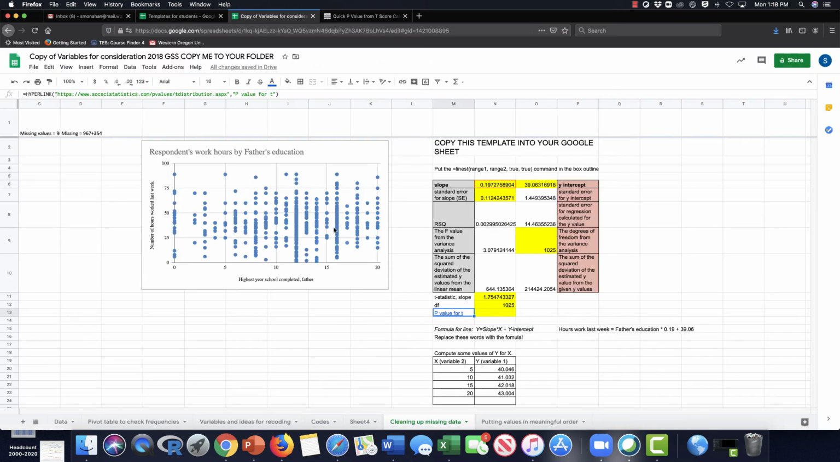But what we have done here is we have shown how we can use the line estimate command to create the line that best fits the data, and we can see, using the formula for that line, what happens at different levels of the x variable, or in this case, father's education, to hours worked last week. And while we can say that for every 5 years of father's education, hours worked last week goes up by 1 hour, we cannot generalize that to the population. We cannot be confident that that exists in the population.